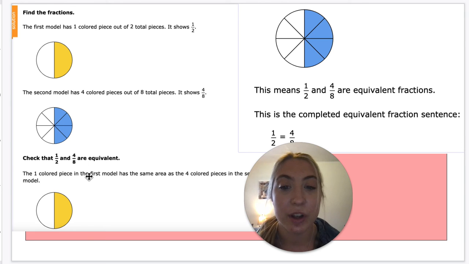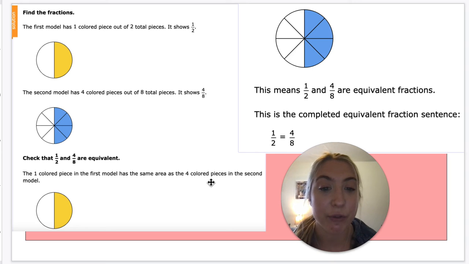They are equal. The 1 colored piece in the first model has the same area as the 4 colored pieces in the second model. So the same area is colored. This means 1/2 and 4/8 are equal fractions. So we'd complete it by 1/2 equals 4/8. And we can also reverse it. We can say 4 divided by 4 gives us 1. 8 divided by 4 gives us 2. So we're multiplying and dividing the same number for the numerator and the denominator, and it gives us 1/2.